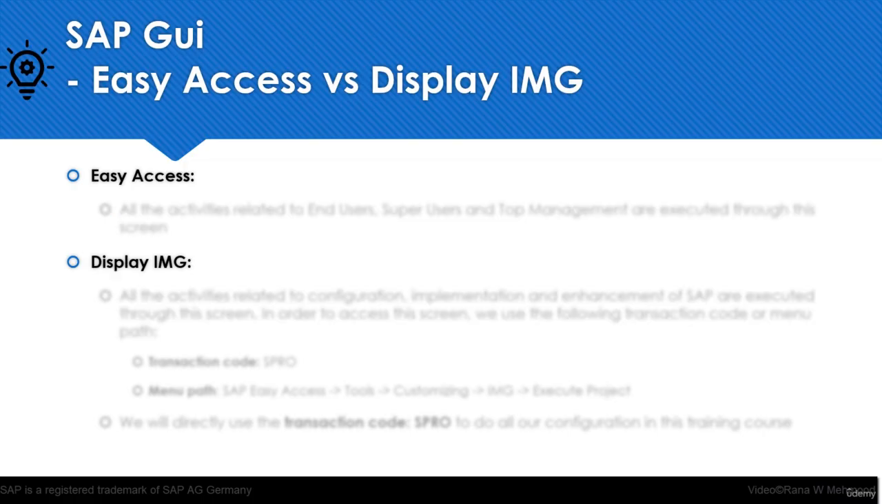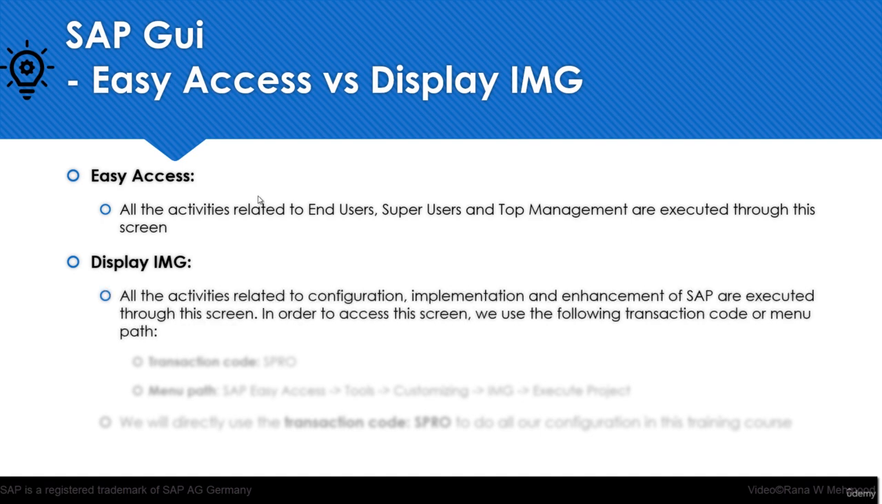Now I will make a comparison between SAP Easy Access screen and Display IMG screen. Easy Access screen, as we have just seen, is where all the activities related to end users, super users, and top management are executed. Display IMG. IMG is the abbreviation of implementation guide. All the activities related to configuration, implementation, and enhancement of SAP are executed through this screen. In order to access this screen, we use the following transaction code or menu path.